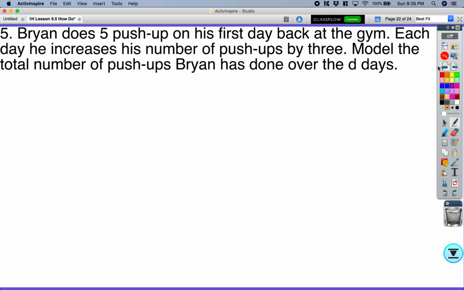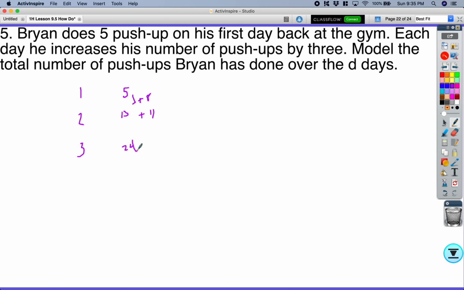Okay, so let's go ahead now and look at our final example. It says Brian does 5 push-ups on his first day at the gym, and each day he increases by 3 push-ups. So it's basically saying here's day 1, day 2, day 3. He started with 5. He added 3 to his previous increase, so he started at 5, he's going to do an additional 8 to get to 13. He's going to add an additional 11 and do 24, and so on and so forth, okay?